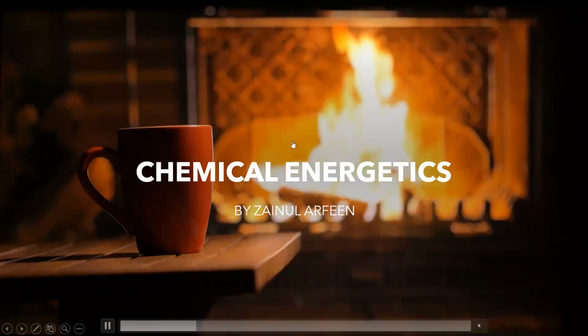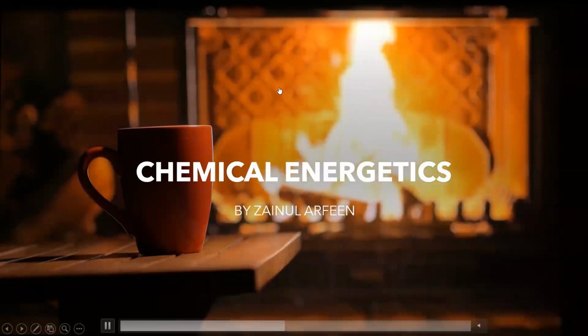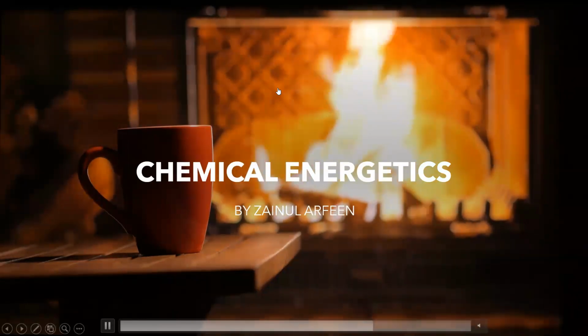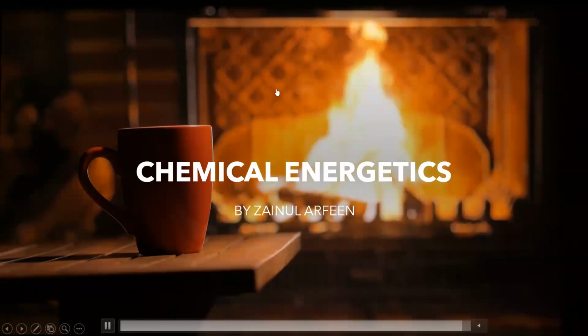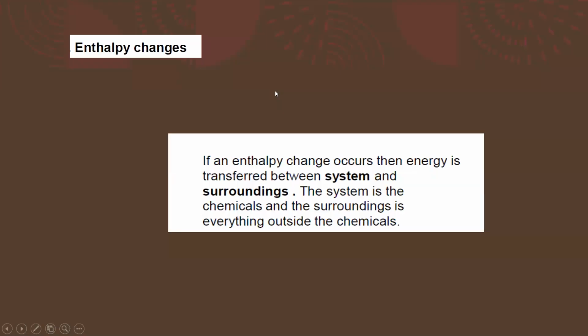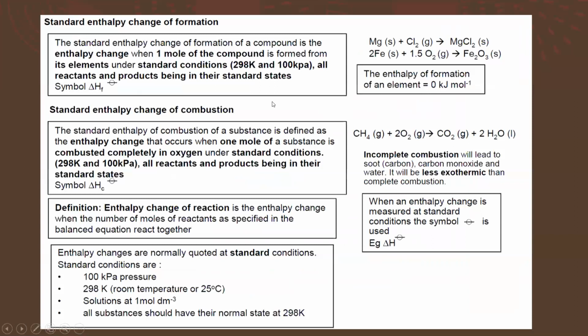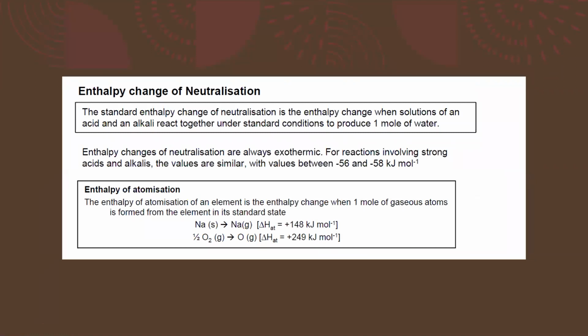So, chemical energetics: the energy change during a chemical reaction. A reaction can be endothermic or exothermic, and there are different categories of enthalpy change. It can be formation, if elements form a compound; combustion, if 1 mole of a substance is burned completely; enthalpy change of a reaction, which means that according to the mole ratio, the reactants form a product; and neutralization, when 1 mole of water is formed by the reaction between an acid and a base.